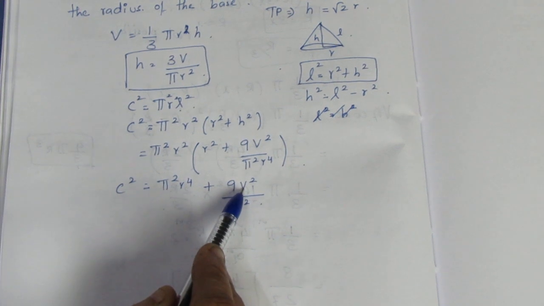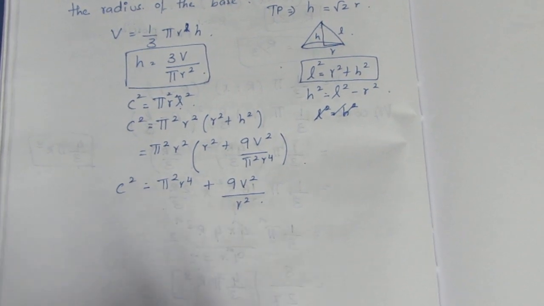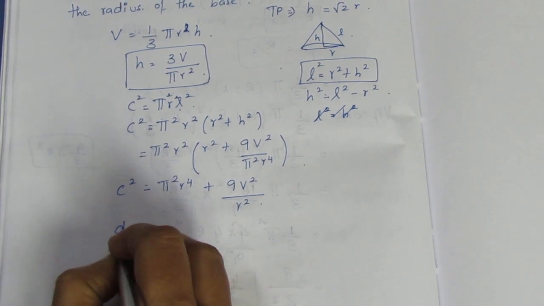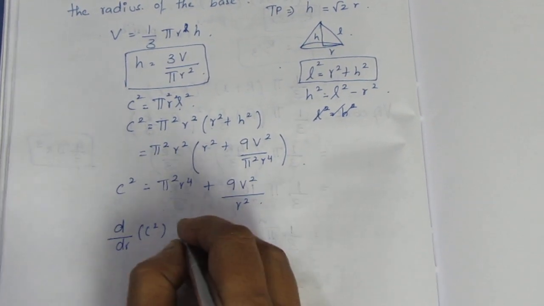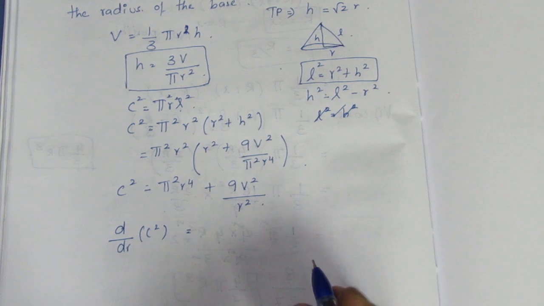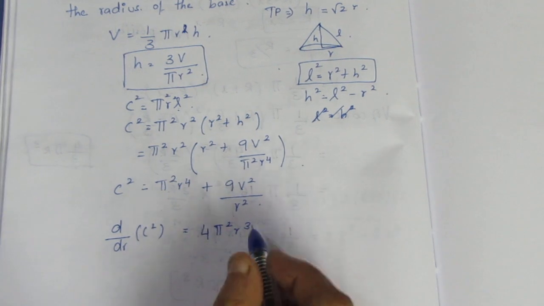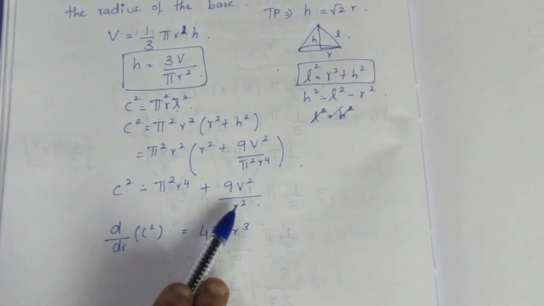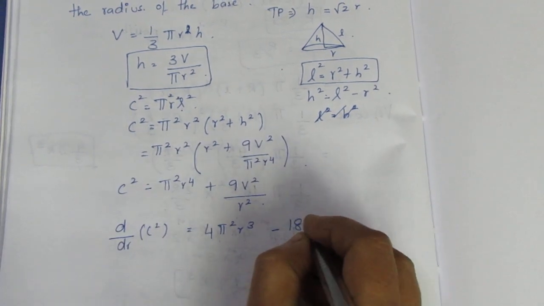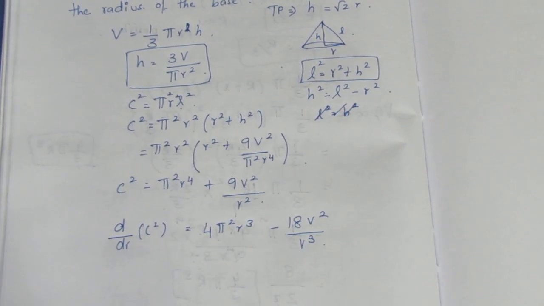Here V is the constant value, it's given as the given volume, so V is a constant one. In the place of r we are going to differentiate with respect to r. So this can be written as differentiation with respect to r. Here, d by dx of x^n is n x^(n-1): the power will come in the front and the power will be reduced by 1. If there is a variable in the denominator, the variable power will go up and there is a change in the sign. So minus 18V² and the power will be increased by 1, so it becomes r³.